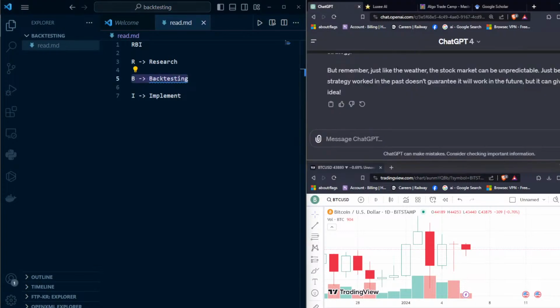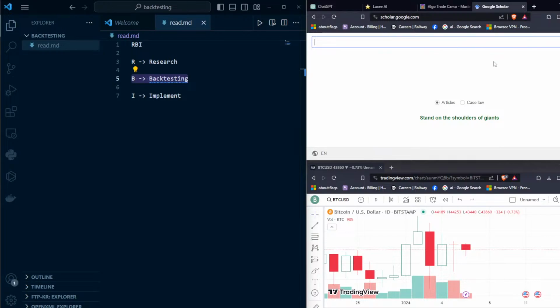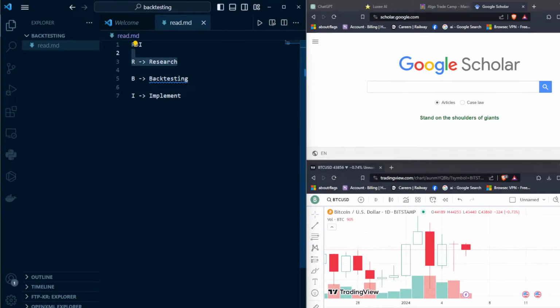Okay, let's get back to our topic, which is backtesting. So let's go to Google Scholar. But you don't actually have to use Google Scholar, because this is the research part, the first step. Maybe you're going to research in any other source. You can go to Reddit, or anywhere on the internet. You can research a trading strategy anywhere. It doesn't have to be Google Scholar or Reddit. Just the internet. I'm sure you know how to use the internet, right?